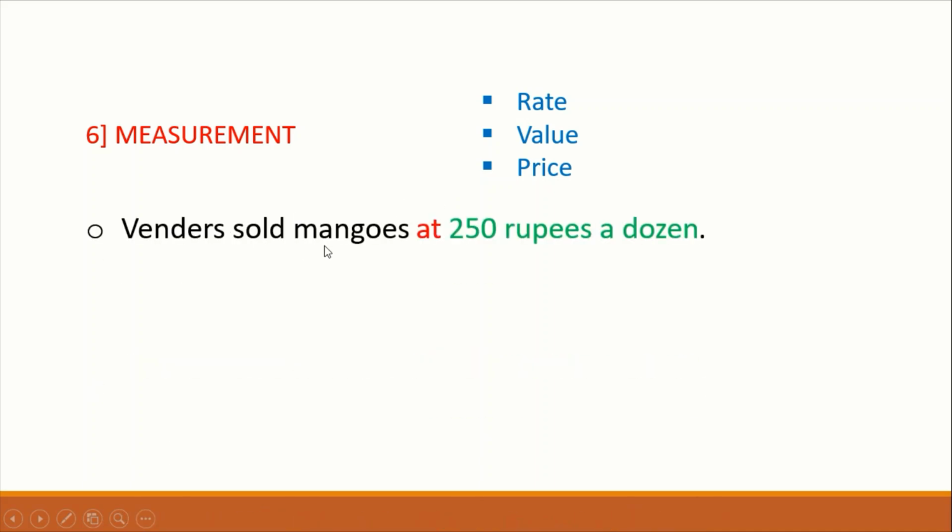Vendors sold mangoes at 250 rupees a dozen. 250 rupees is the price of mangoes. At is a preposition in the sentence. They charge interest at 10%. At is a preposition. Percentage indicates measurement.